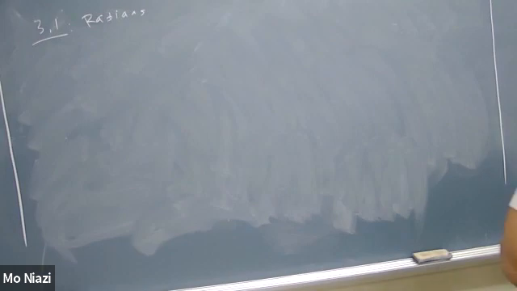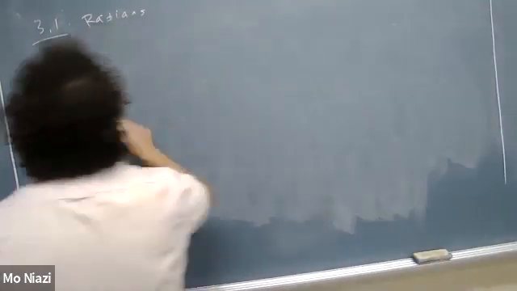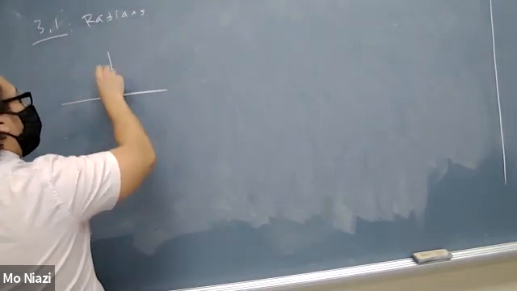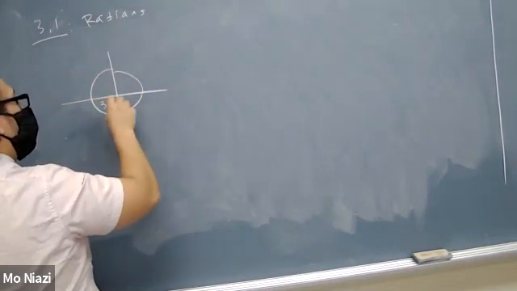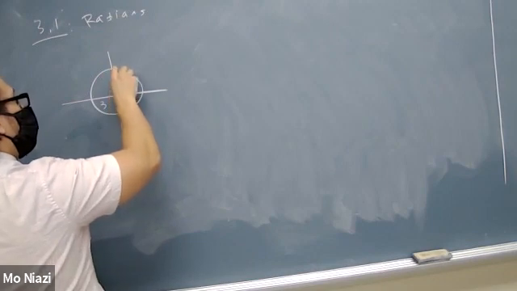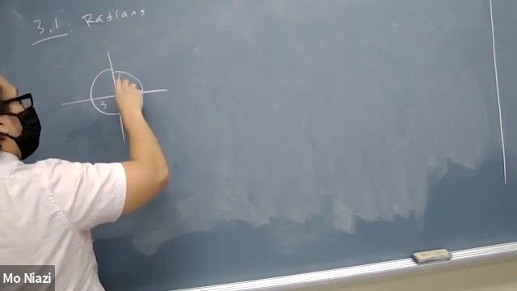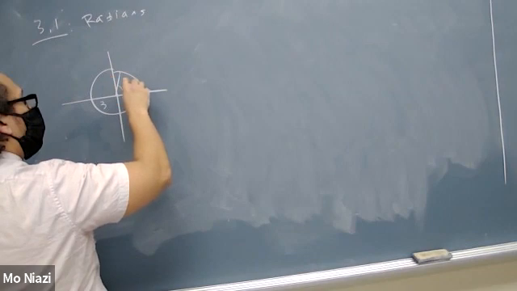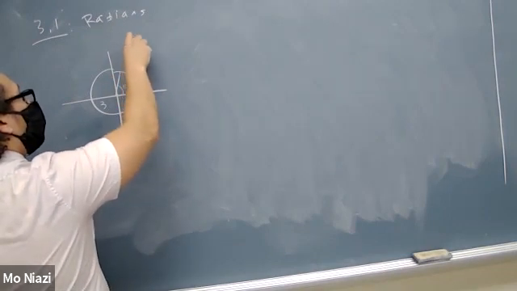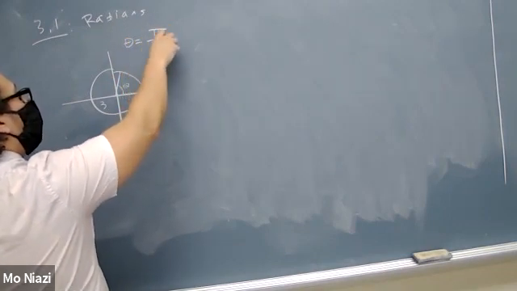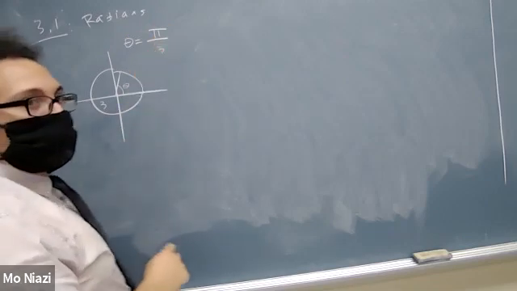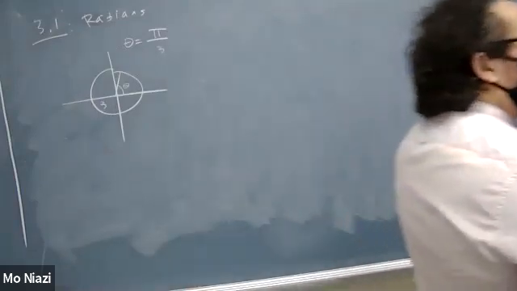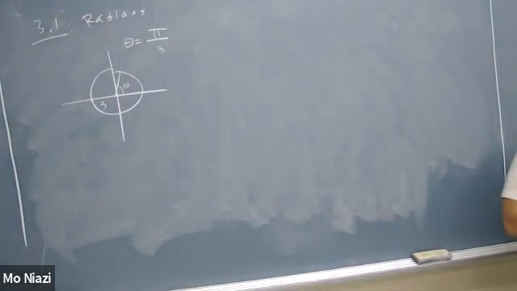Let's do one more example. Let's say I have a circle of radius 3, and I've traveled a theta, and my theta is equal to pi over 3. How much arc length have I moved through?